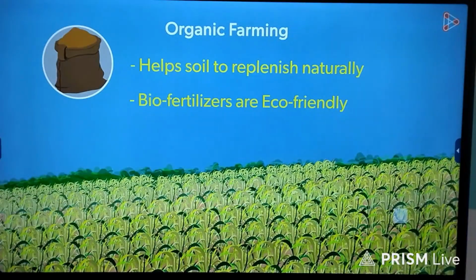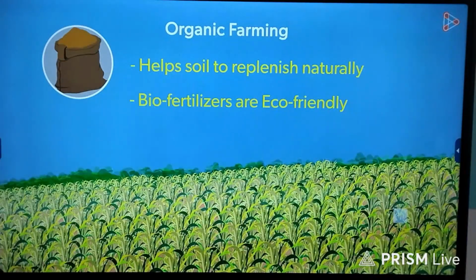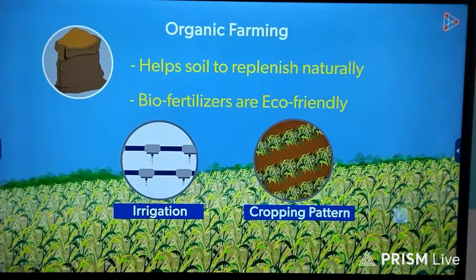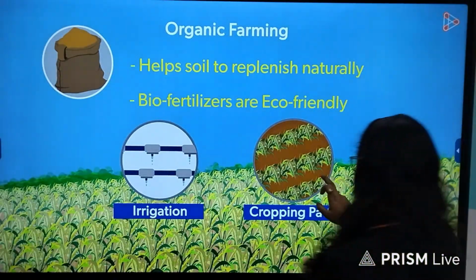Now that we know about the different ways of nutrient management, we will understand the role of irrigation and cropping patterns in our next video.